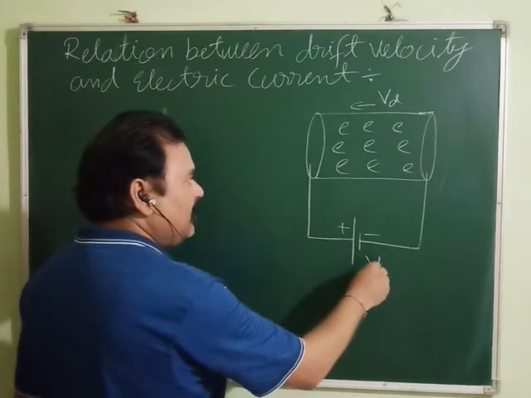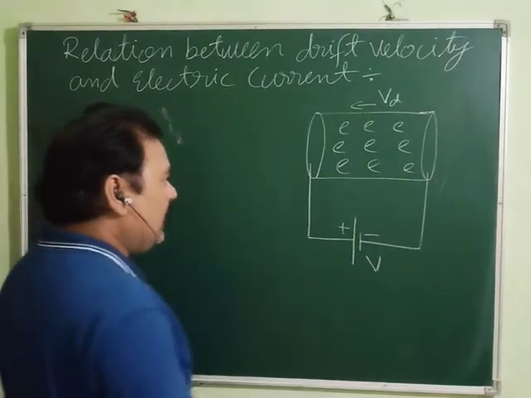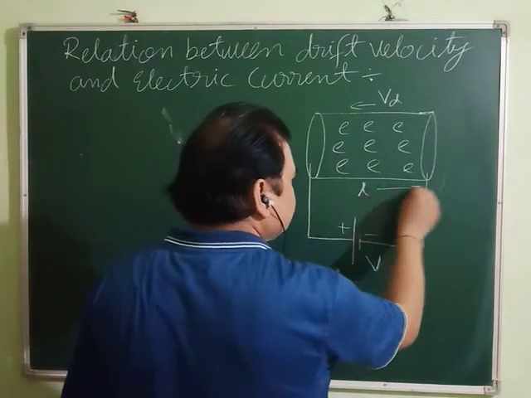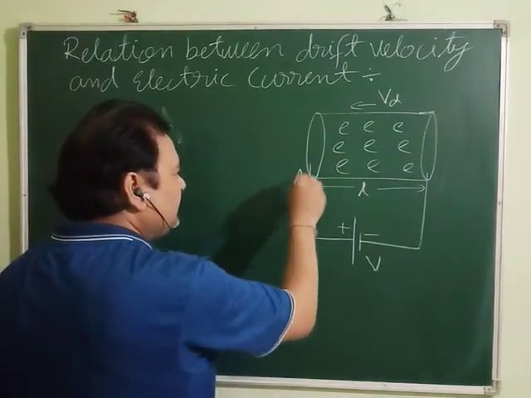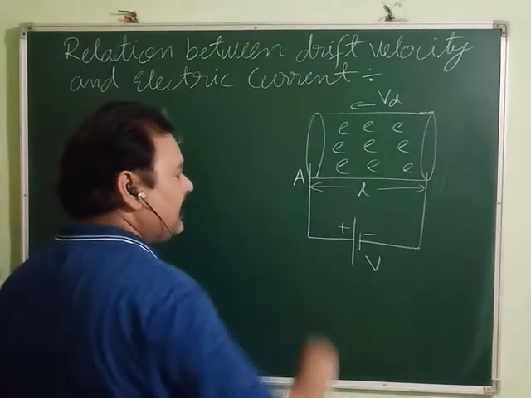Its potential is V. Now, the length of the conductor is L. Area of cross section is A. This area is A.